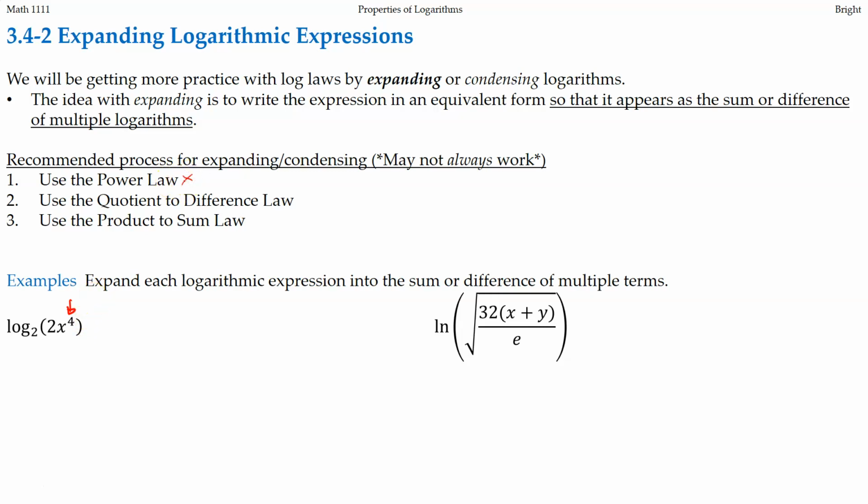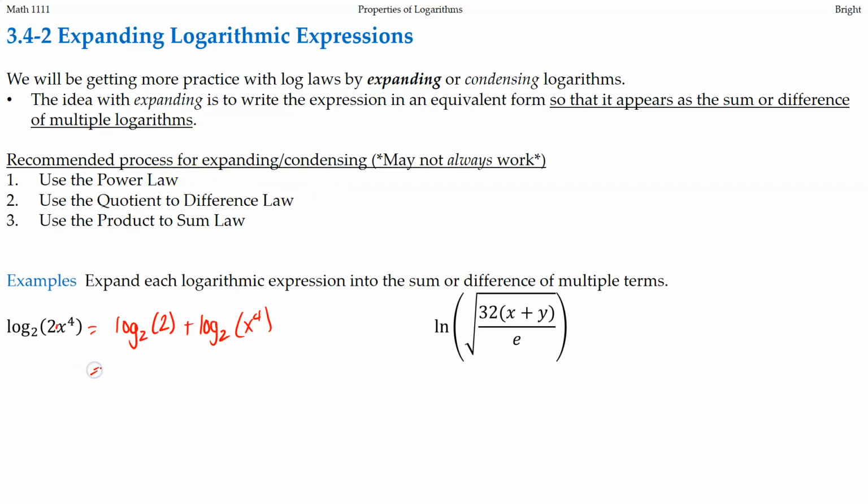Go on to quotient to difference. There's no quotient, so moving on. Product to sum. Yep, there is a product between 2 and x to the fourth, so I'm going to write this as log base 2 of 2 plus log base 2 of x to the fourth. Now, what I didn't mention is that once you do one step, you have to start back up at the top and do it all over again.